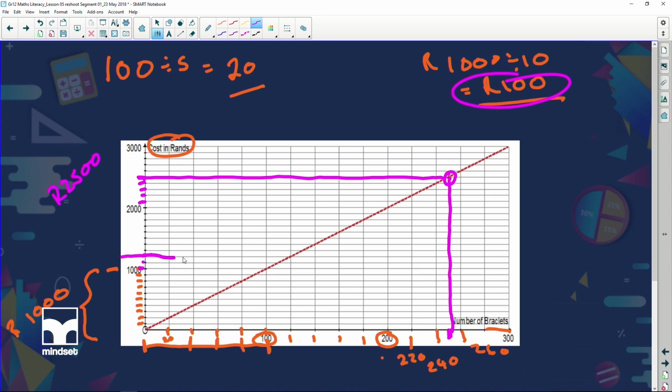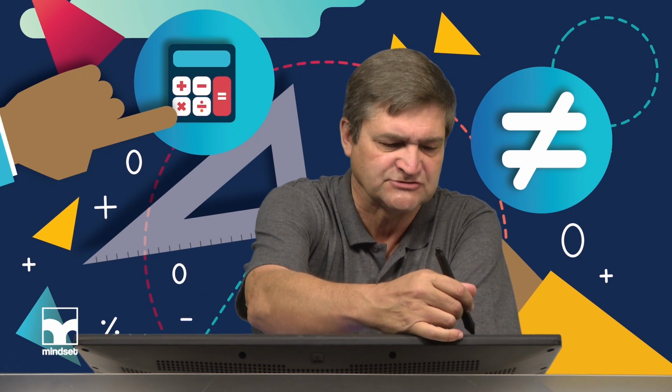We would put our ruler down, see where it hits our graph line, and then drop a vertical line. We know each little block represents 20 bracelets, so I've got 100, 120 bracelets. Okay? Do you understand the importance of scale? Folks, it is so important that we understand that. Let's have a look at another example quickly.